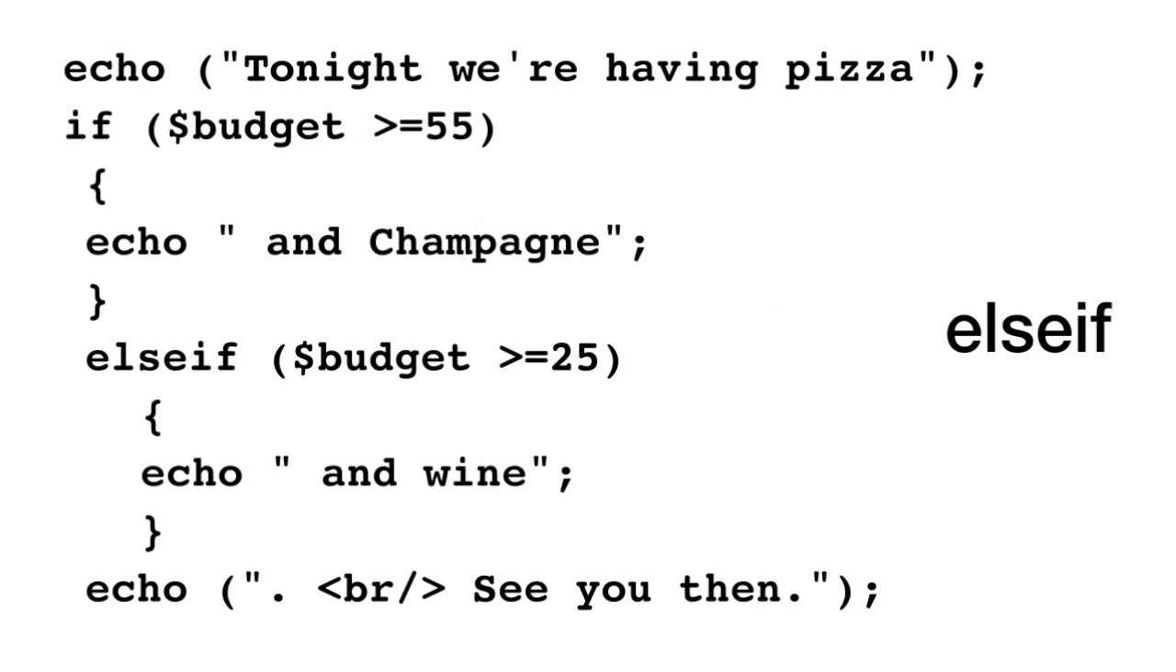The questions have to be asked in this order. So the first question is, is it greater than 55? If it is greater than 55, say and champagne. If it's not greater than 55, then we go to the next part. The next part says, is it greater than 25? If it's greater than 25, we say and wine. If it's not greater than 25, then we're done.